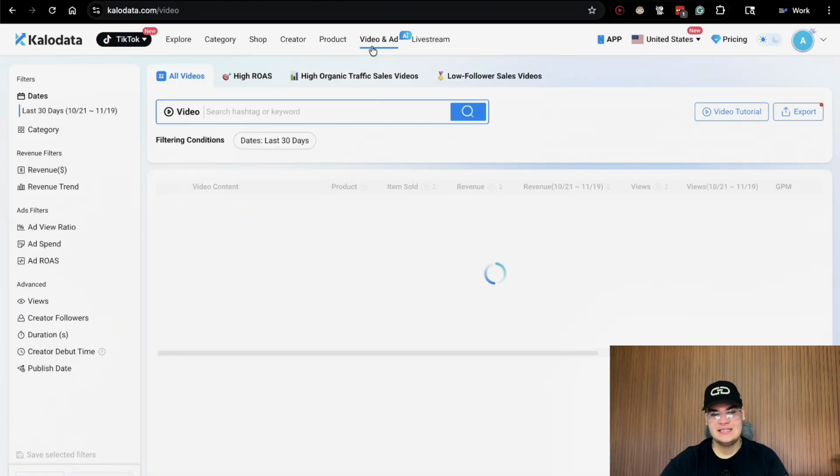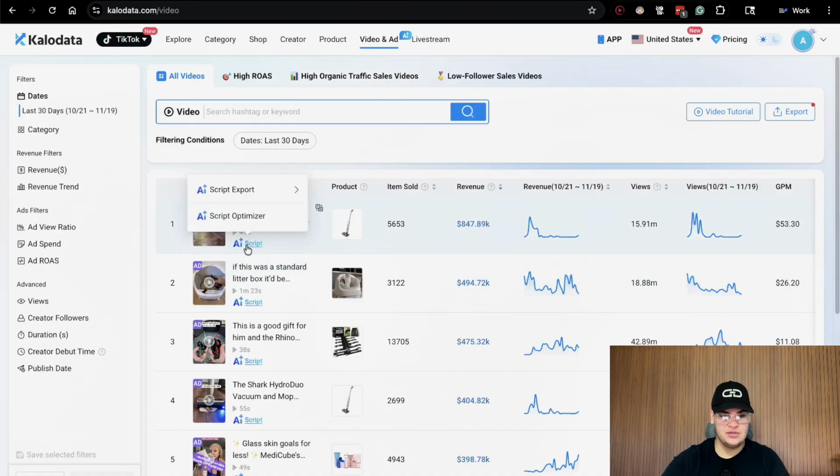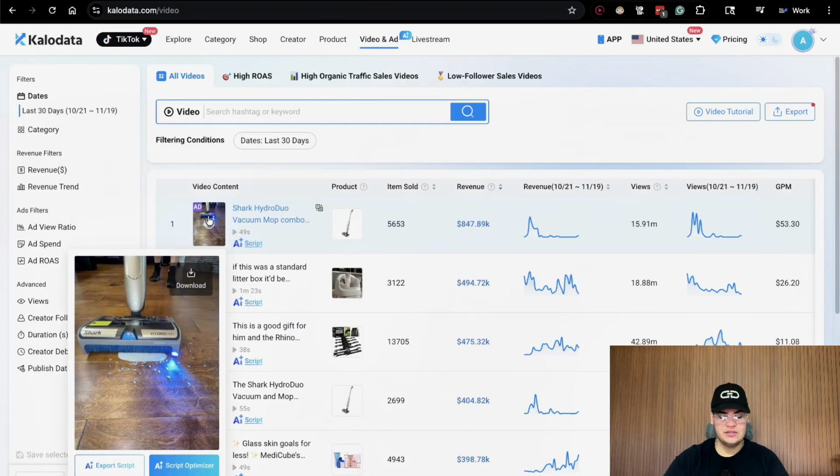Now, videos and ads. So this is just a place for consolidated videos and ads. A funny thing here is you can actually get their script, so send it to your affiliates to emulate, and then script optimizer as well. AI killing it. You can see these videos, this thing will mop and vacuum all.